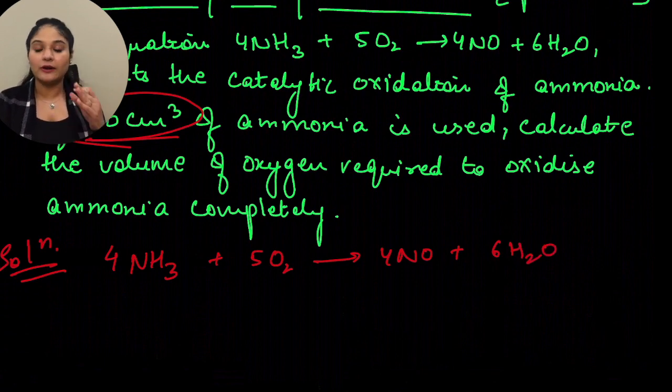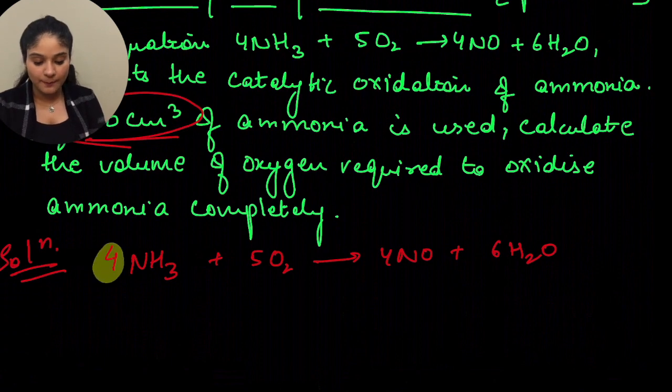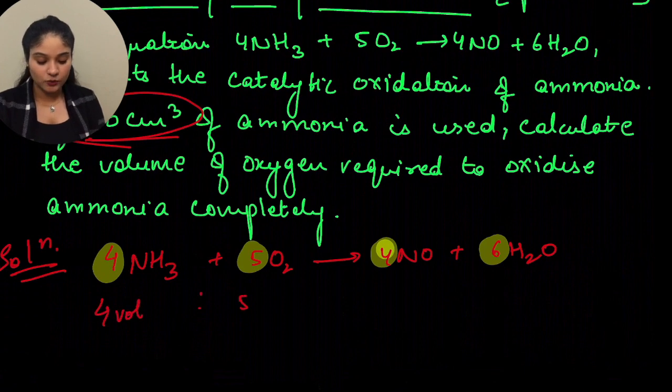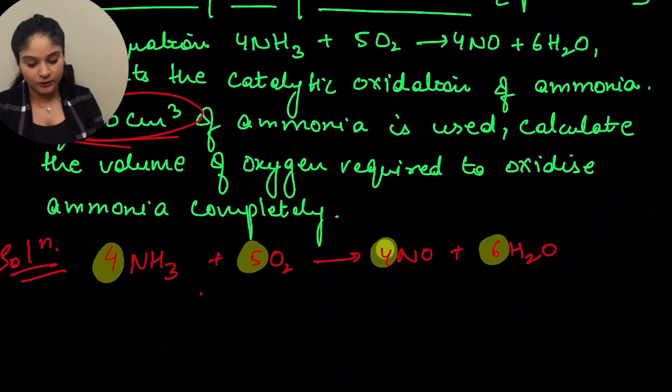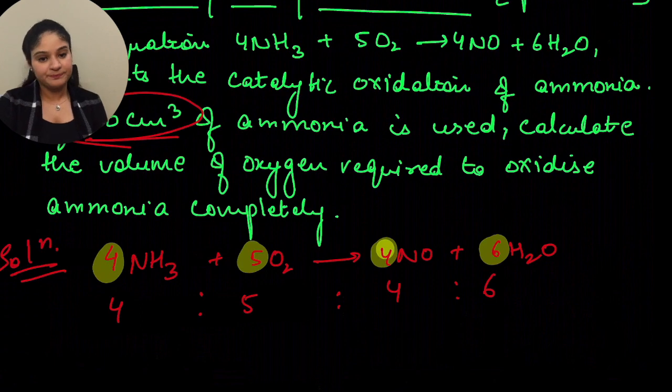Once you have that, write the volume ratios that you have. So volume ratios is nothing but the number that is written right before your compound. So in this case, 4 volume of ammonia is to 5 volume of oxygen. So instead of writing volume, you can directly write the ratio also. So 4 is to 5 is to 4 is to 6. Okay, so this is the ratio of the products and reactants by volume that we are using in this particular reaction.